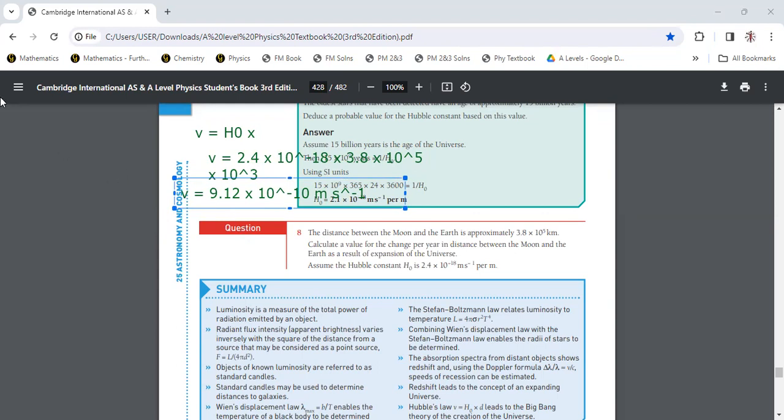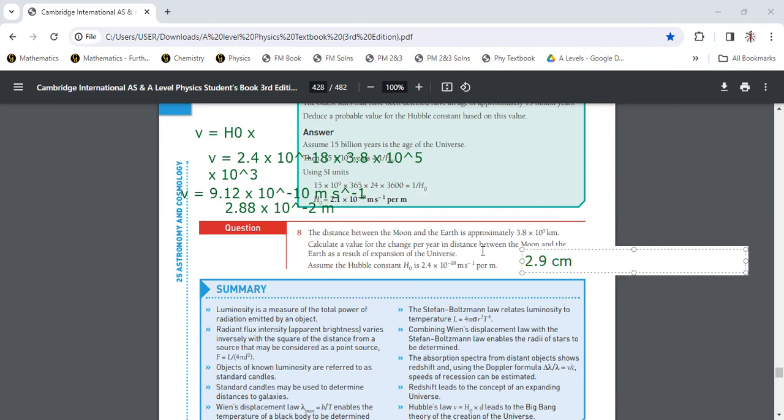roughly, let me write it down, 2.88 times 10 to the power of negative 2 meters traveled in 1 year. Converting into centimeters, so it's a little easier. So following the significant rule and following this Hubble's constant, the moon is moving away from Earth at approximately 2.9, about 3 centimeters per year.